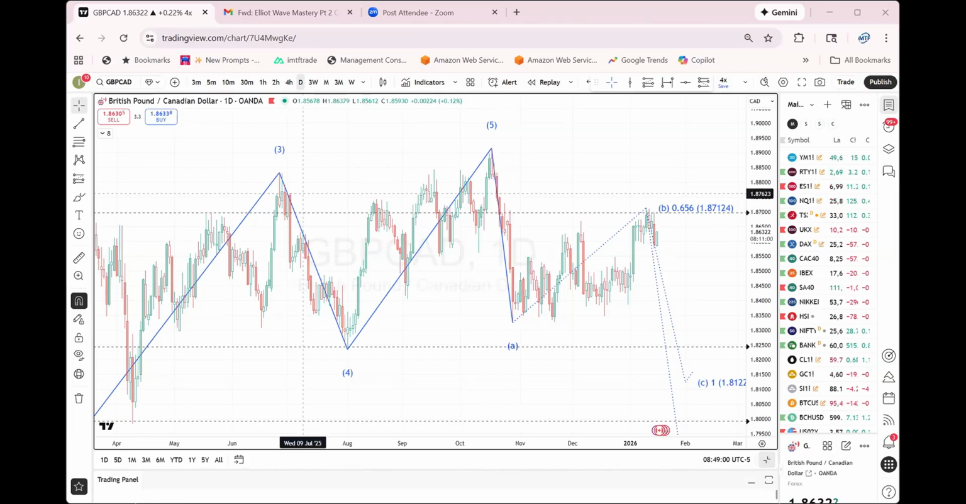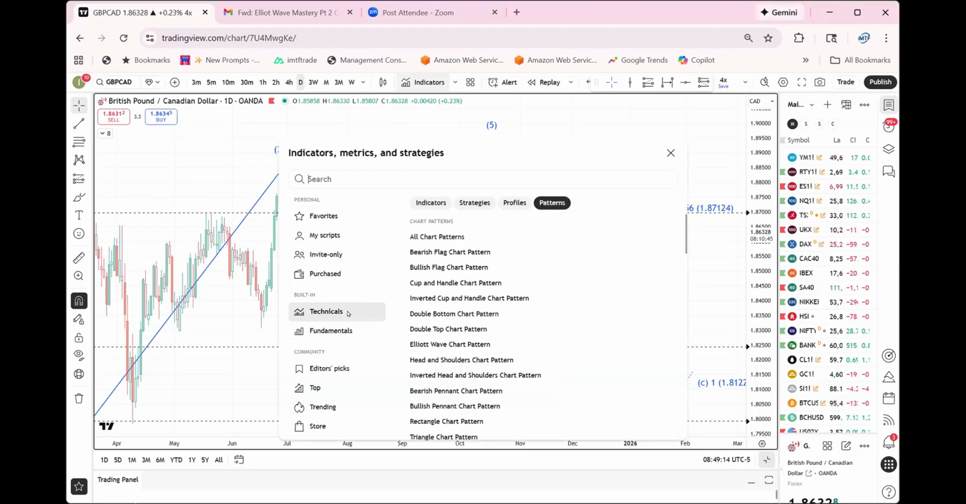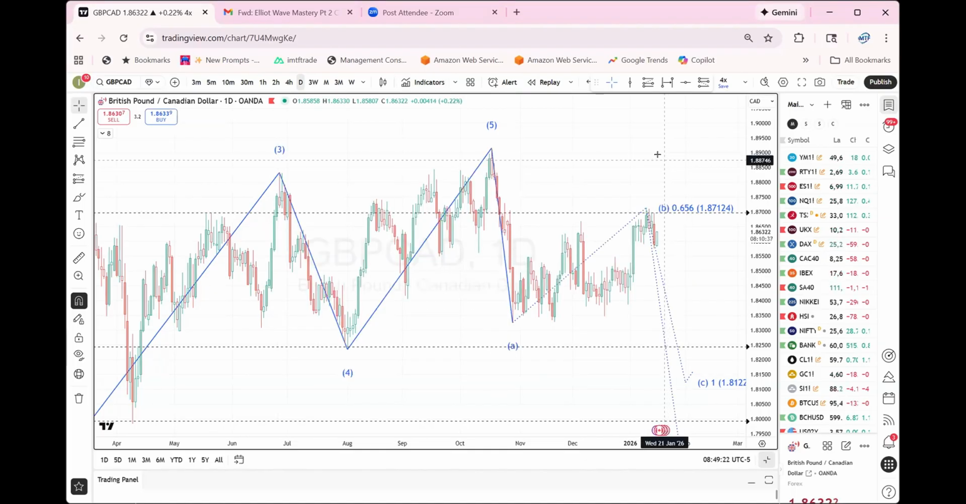Okay. And you can see here, we've got the pound CAD. This is the daily time frame. And all I did was add the free Elliott Wave indicator on TradingView. If you don't know how to get there, click on indicators, go to technical, go to patterns, and then there's Elliott Wave right there. You don't need to spend money going out and buying all these sophisticated Elliott Wave tools and stuff like that.